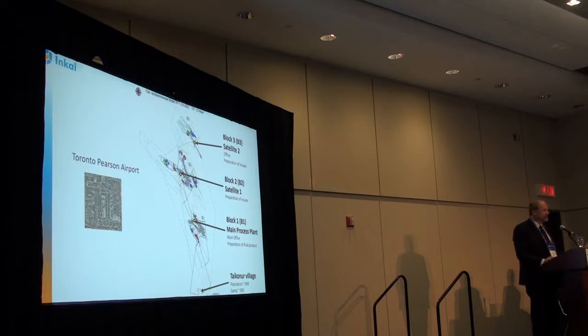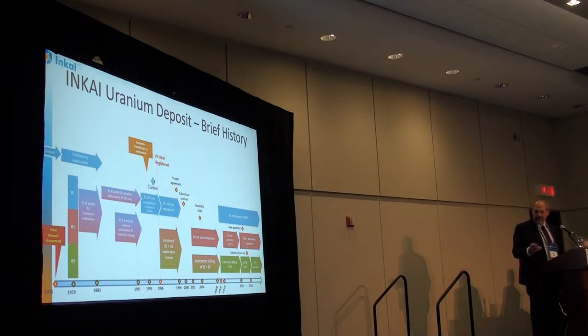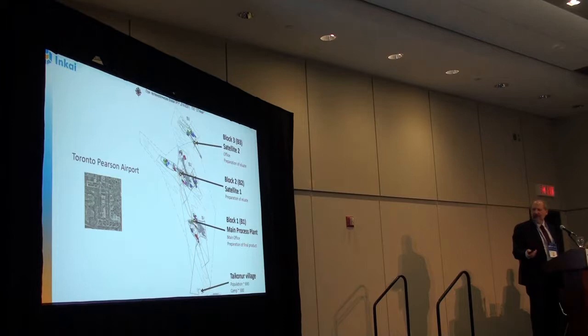There's the main processing plant, which is located at Block 1. It's in the south area of the deposit. That plant takes pregnant leach solution all the way through to final peroxide product. There's the Satellite 1 plant, which is located at Block 2. It processes pregnant leach solution through to eluate. And then there's a second satellite at Block 3, which has a similar process to Block 2 in that it processes pregnant solution through to eluate.